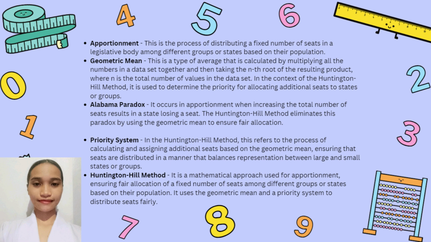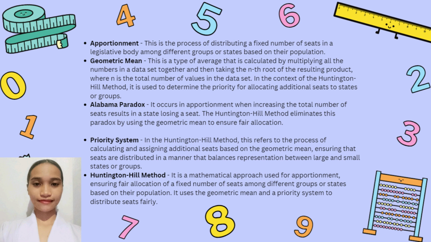Apportionment. This is the process of distributing a fixed number of seats in a legislative body among different groups or states based on their population. Alabama paradox. It occurs in apportionment when increasing the total number of seats results in a state losing a seat. The Huntington-Hill method eliminates this paradox by using the geometric mean to ensure fair allocation.